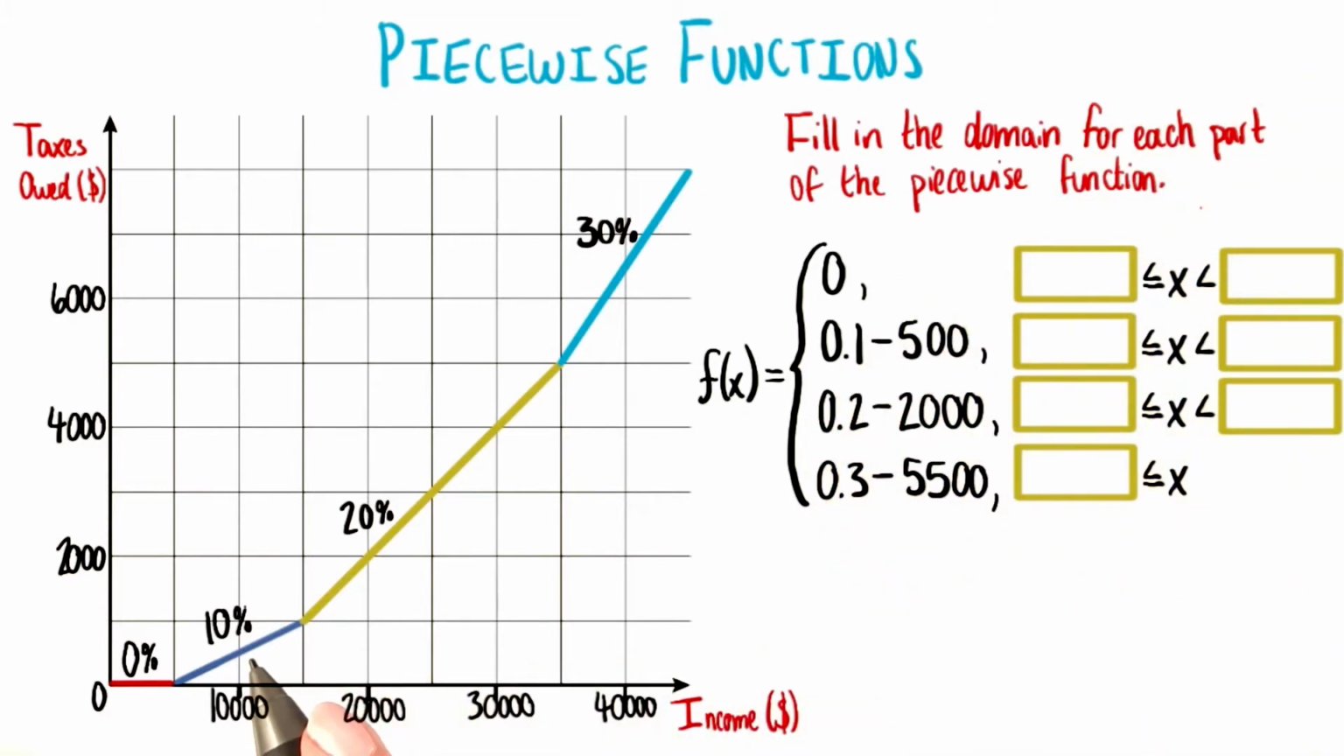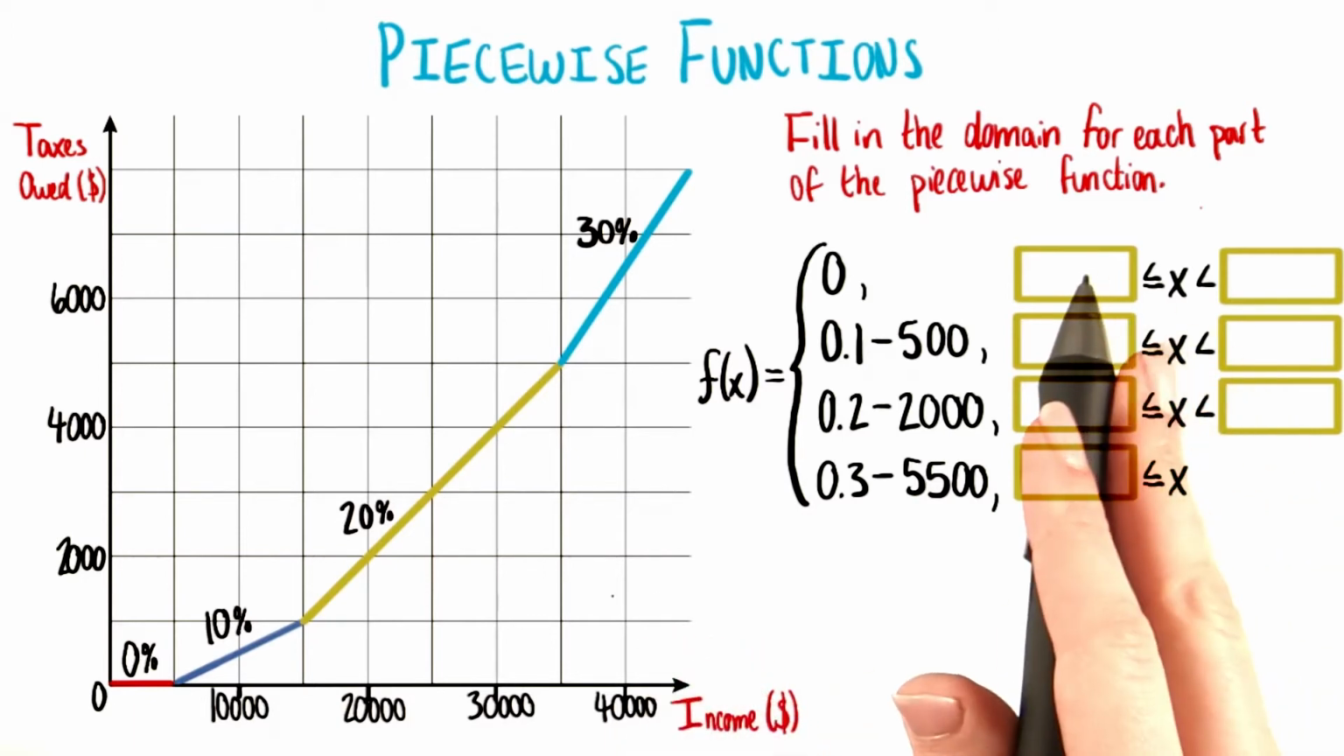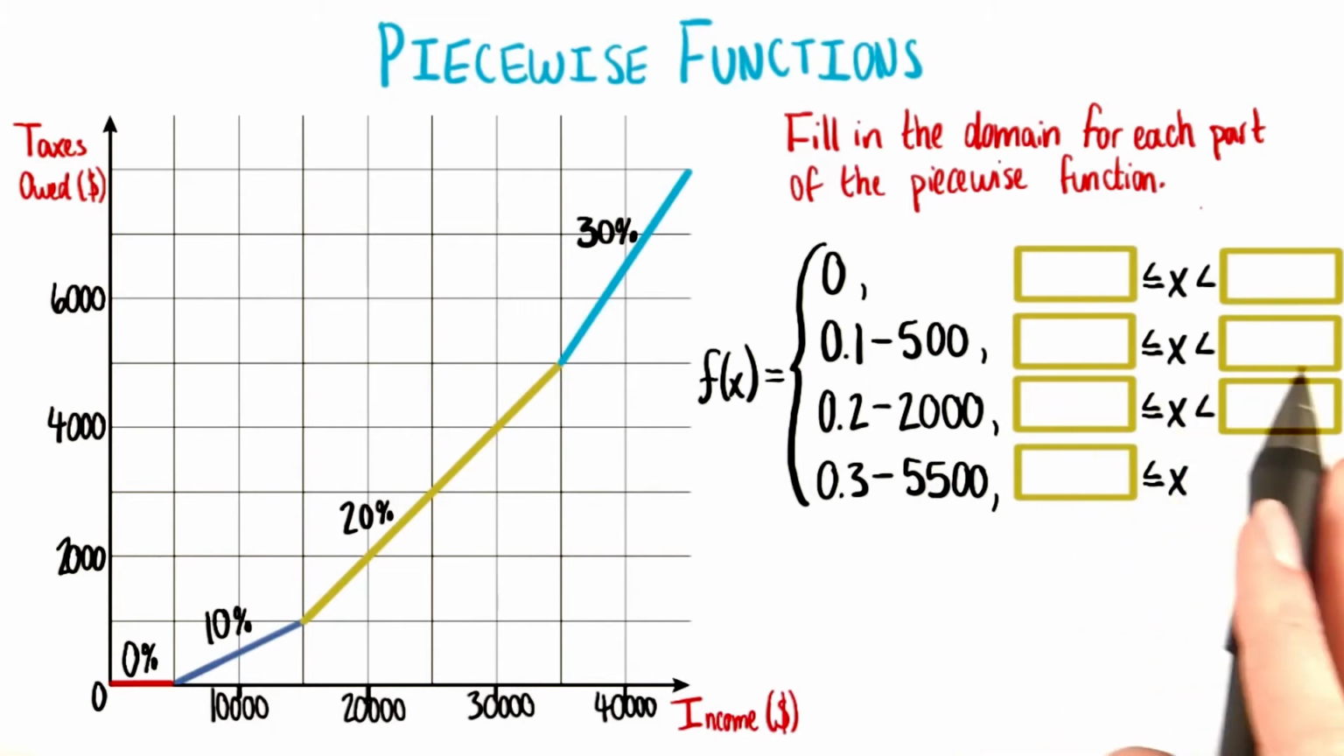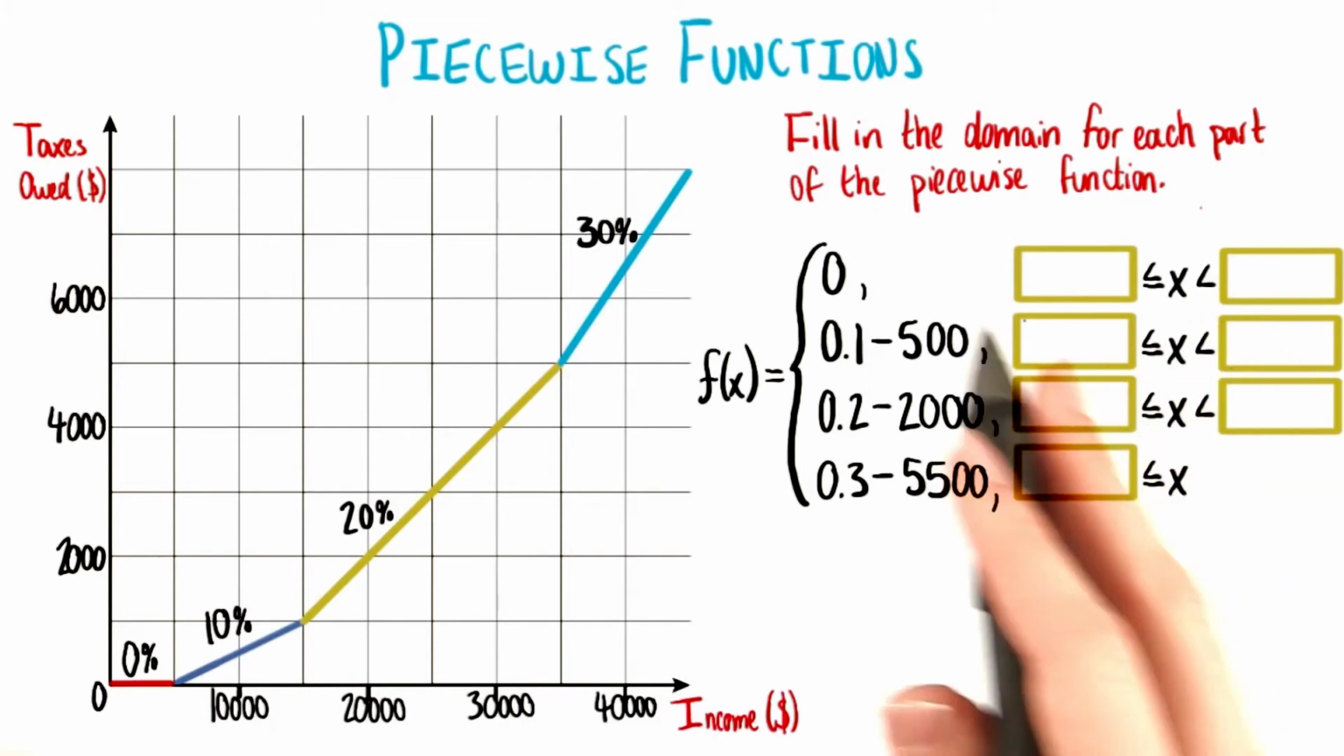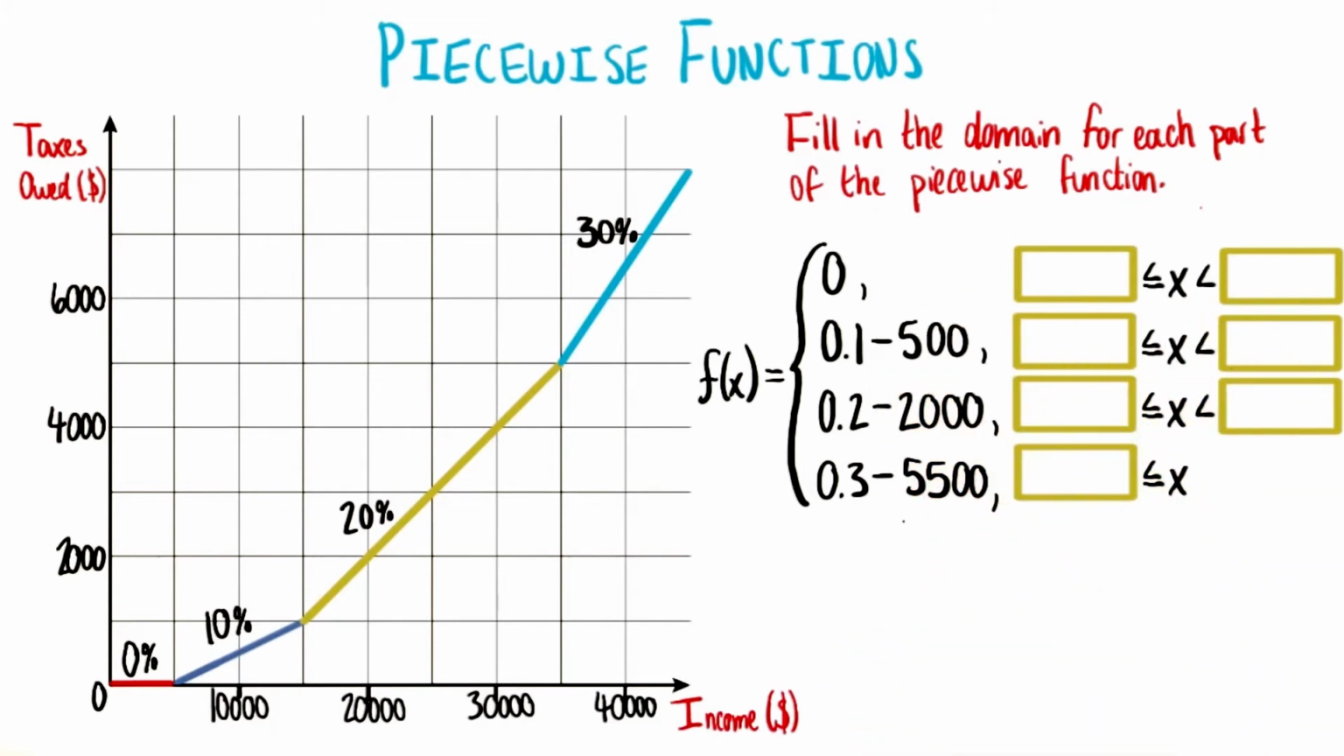Now, looking at the graph and thinking back to what you learned about Grant's tax brackets before, please fill in the different numbers that belong in these boxes to show what the domain of each piece of the function is. Now, I've been nice and I've already filled in the inequality signs for you, so all we need here are the numbers.